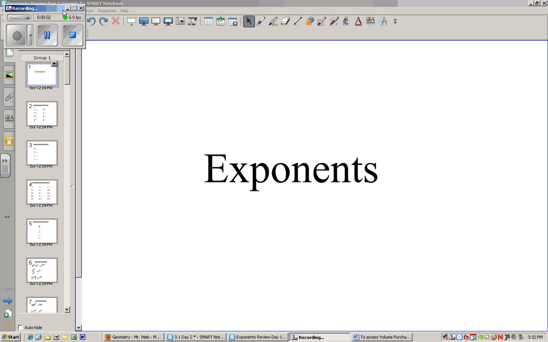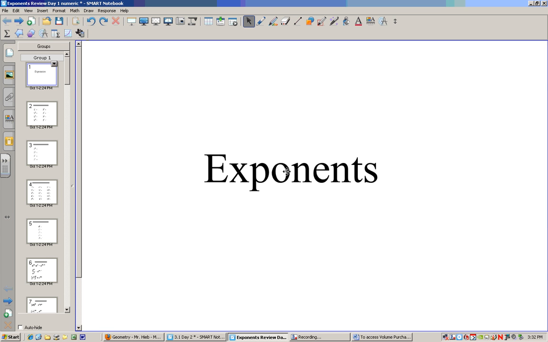Hello and welcome to the review of Exponents. Some of this might be review, some of it might be new to you, but you'll need to know it for your Exponents benchmark quiz.